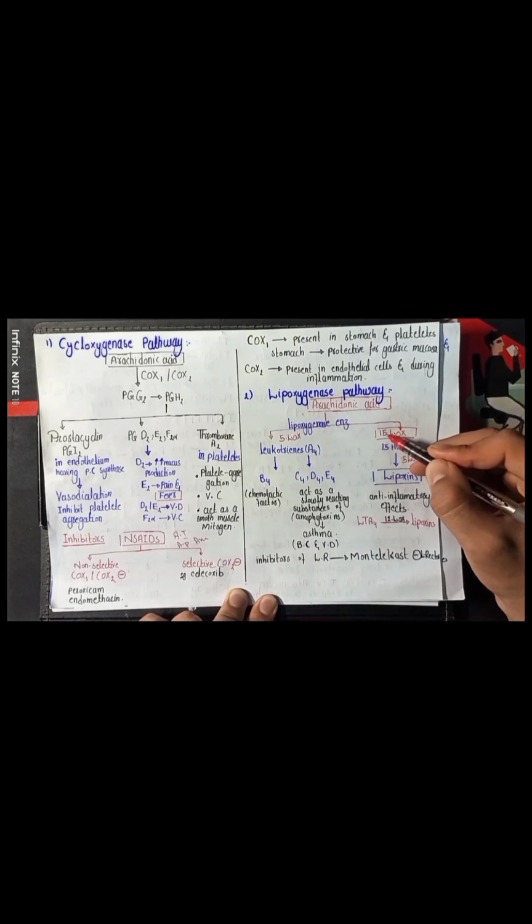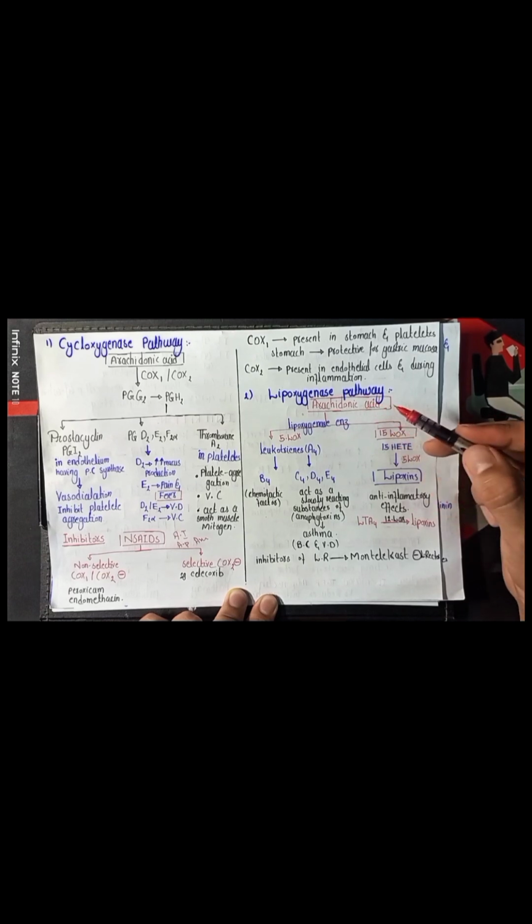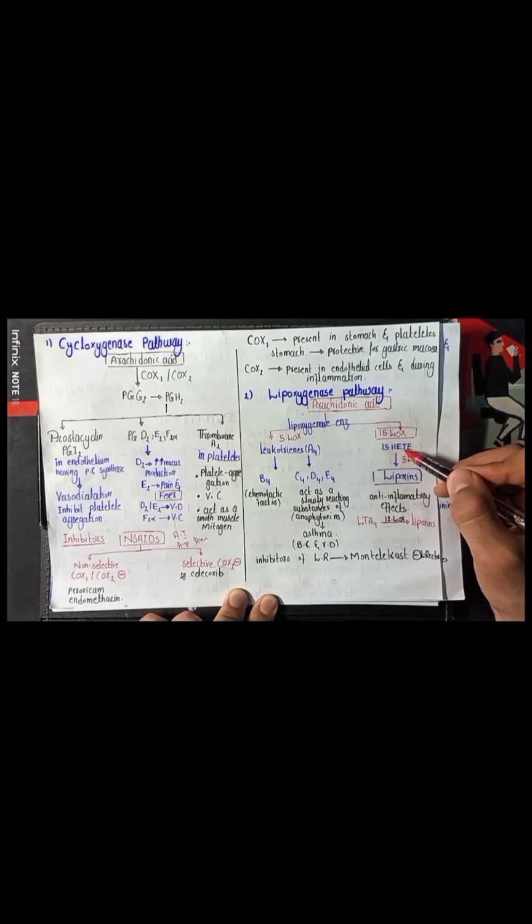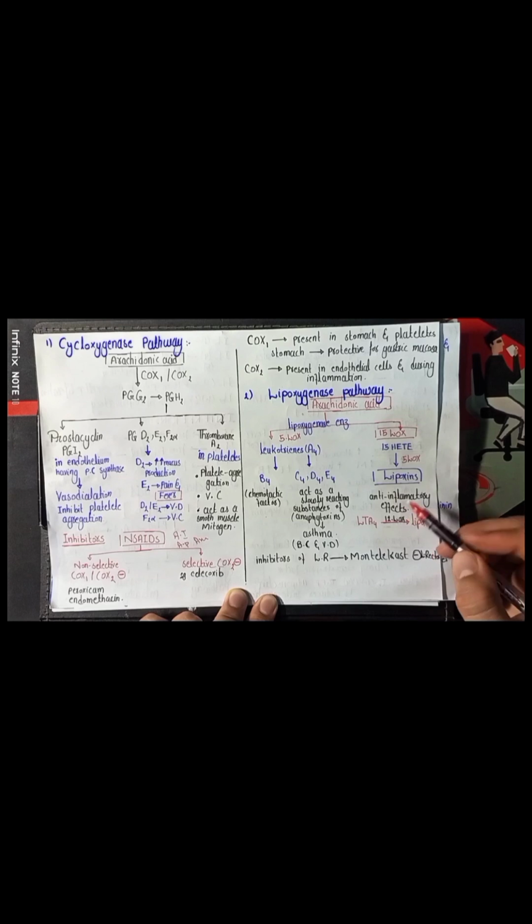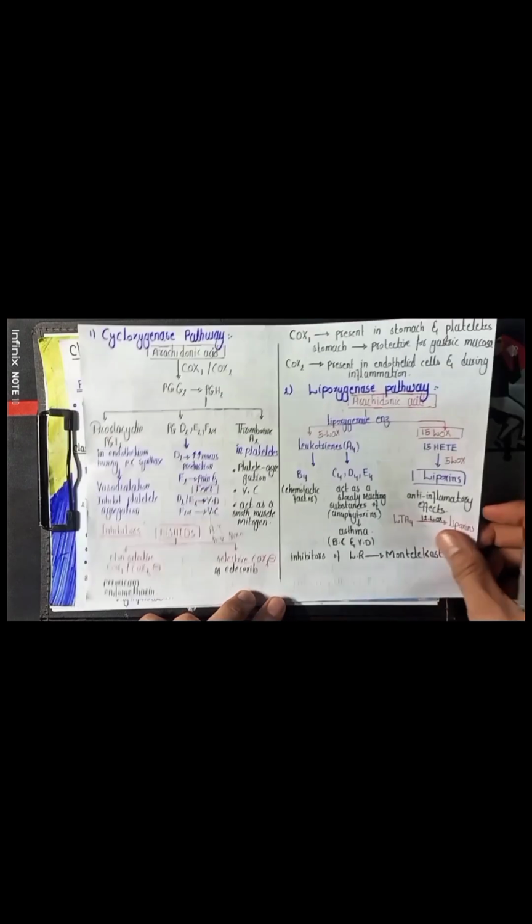There is another enzyme known as 15-lipoxygenase, which causes the conversion of arachidonic acid into 15-hydroxyeicosatetraenoic acid, and this compound is then converted with the help of 5-lipoxygenase enzyme into the lipoxin, and these lipoxins inhibit the process of inflammation. Similarly, the lipoxin is also formed from leukotriene A4 with the help of 12-lipoxygenase enzyme, and the lipoxin is the only mediator having an anti-inflammatory effect.